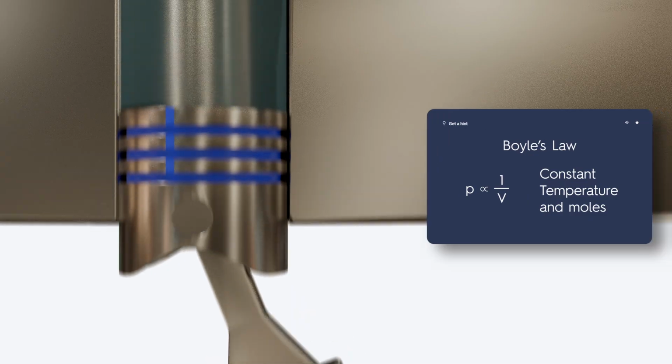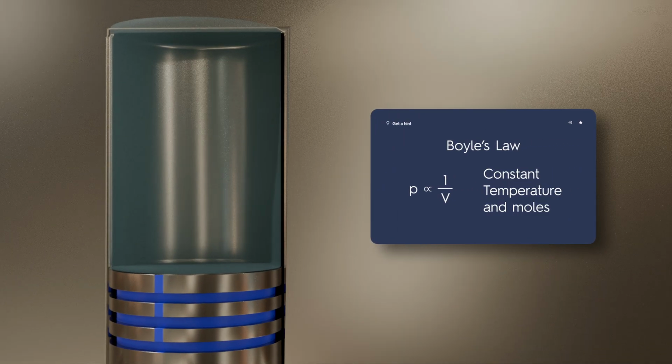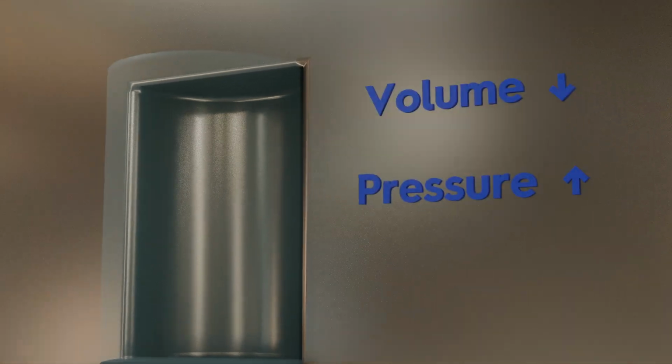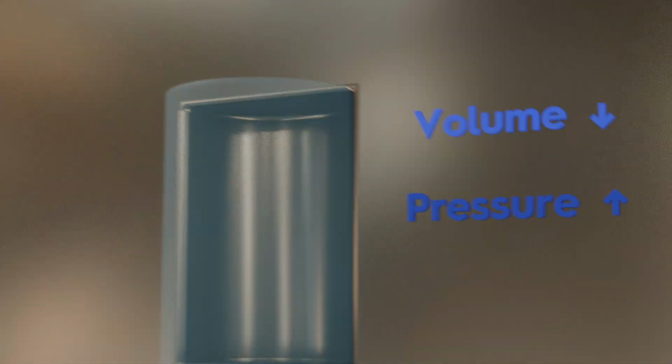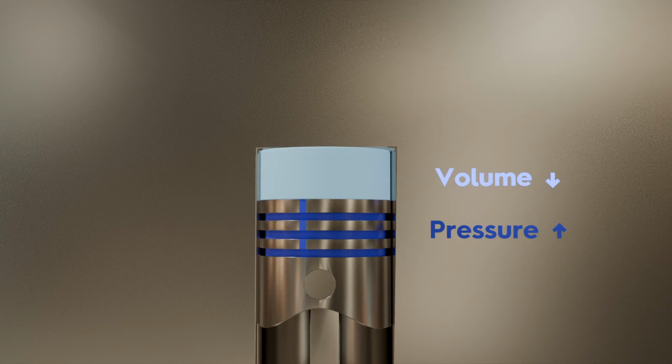Now, Boyle's law. At constant temperature and a fixed amount of gas, pressure varies inversely with volume. When you squeeze the gas into a smaller space, collisions with the walls become more frequent and the pressure rises.